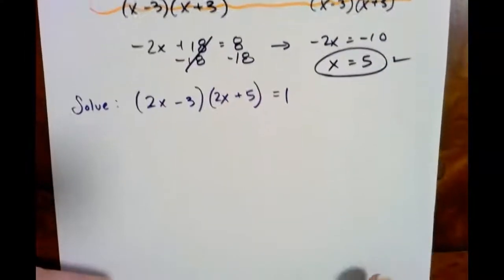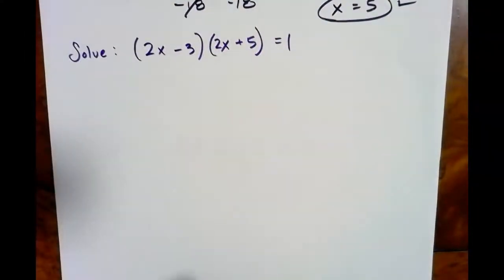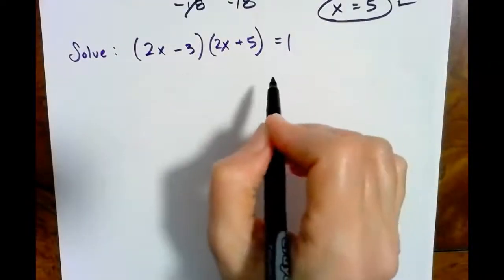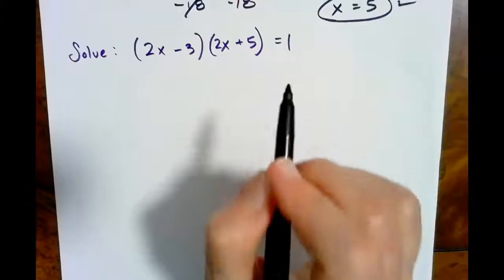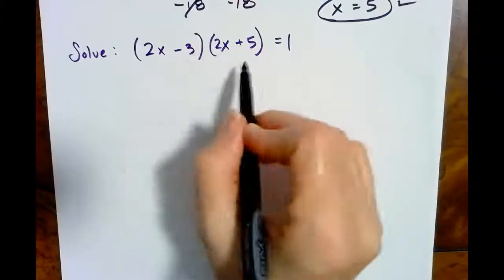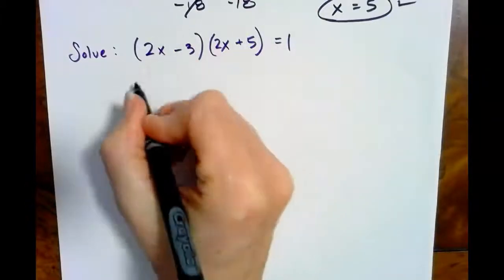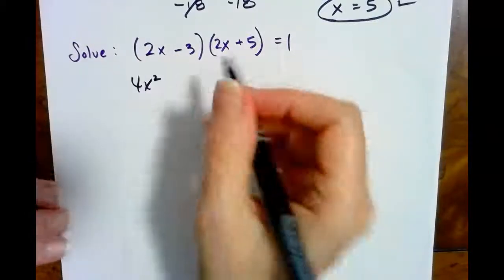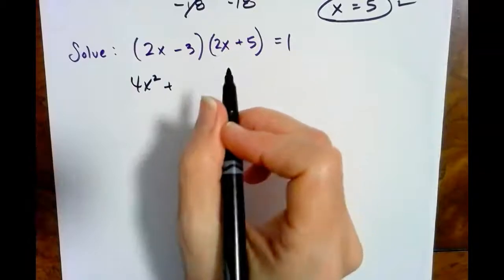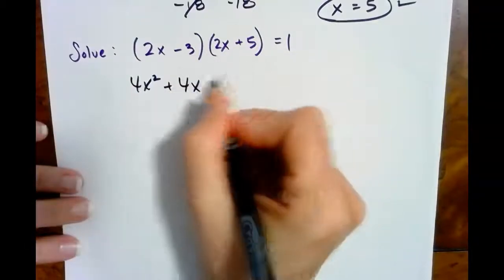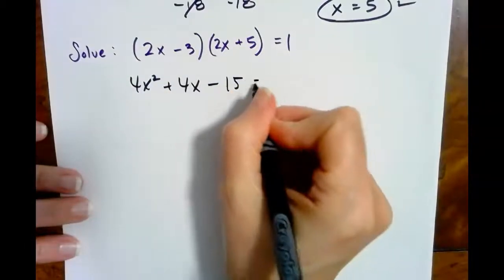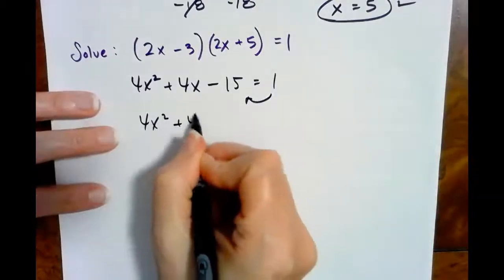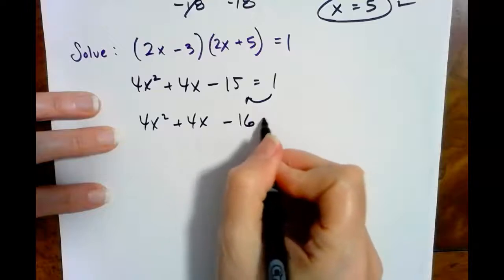Next equation, 2x minus 3 times 2x plus 5 equals 1. This is a quadratic equation that needs to be set equal to 0. So in order for us to do that, we need to do the multiplication here. So 4x squared, and positive 10 and a negative 6 is a plus 4x minus 15 equals 1. Set it equal to 0 by bringing the 1 over. 4x squared plus 4x minus 16.